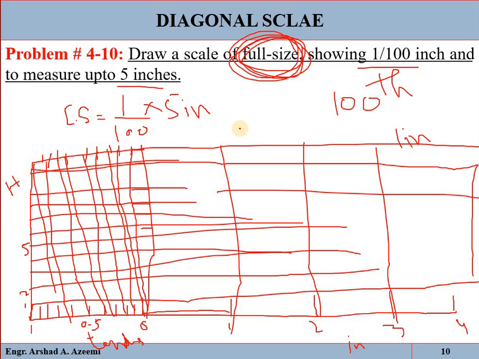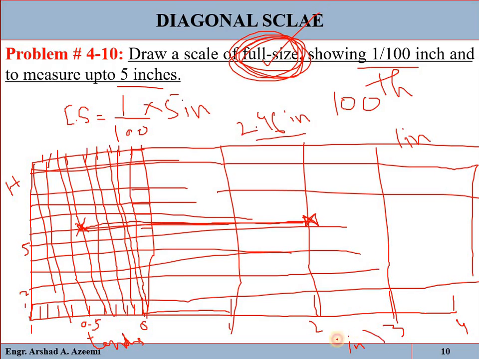Now if someone wants to take 2.46 inch, see, 2, then 4, then 6. From here up to here, this distance will be equal to 2.46 inches, and in drawing that will be also 2.46, and in reality that will be also 2.46. So this is a full size scale.